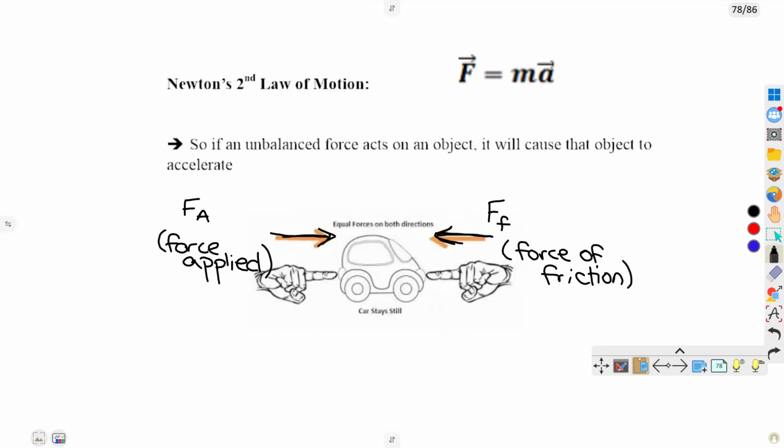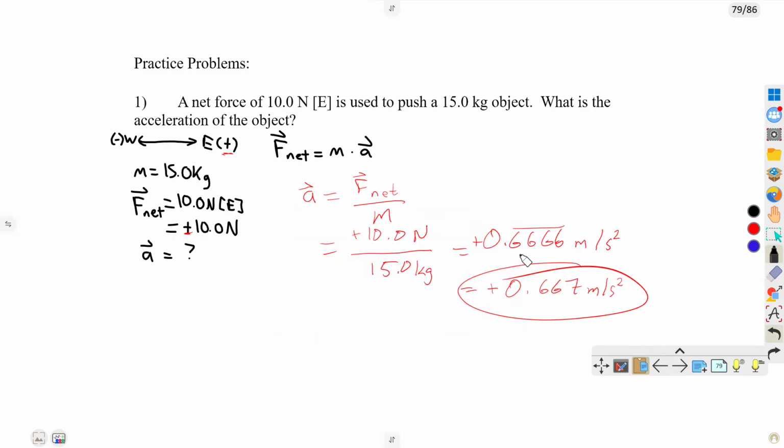And that's where his second law of motion comes in, where we would say that if an unbalanced force does act on an object, it will cause that object to accelerate. And we're going to start talking a little bit about the force of friction here as well. But anyways, let me just show you an example of this here.